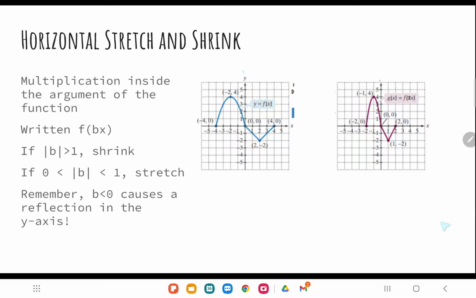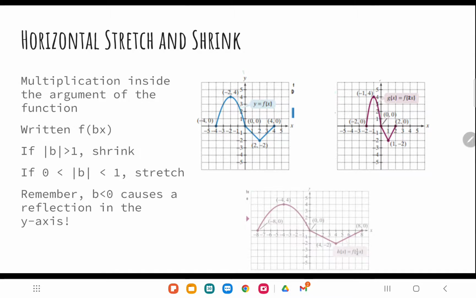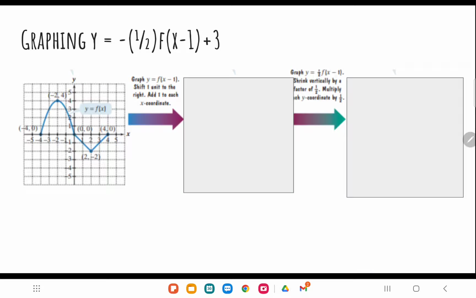Looking at h of x equaling f of 1/2 times x, that's going to stretch the graph out substantially because I'm taking my x-coordinate and multiplying it by 1/2. So I have 4 multiplied by 1/2 to give 2. Thus, the point 4 as an input value yields an output value of -2. The point 0, 0 remains unchanged, and that's really the only one that, if you're just multiplying within the argument of the function, will remain unchanged.